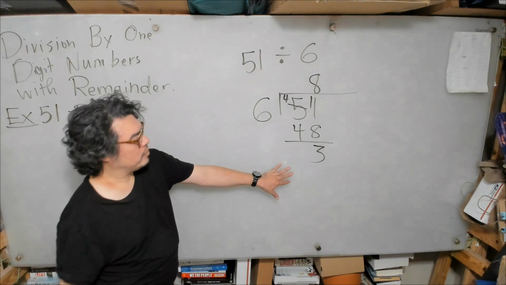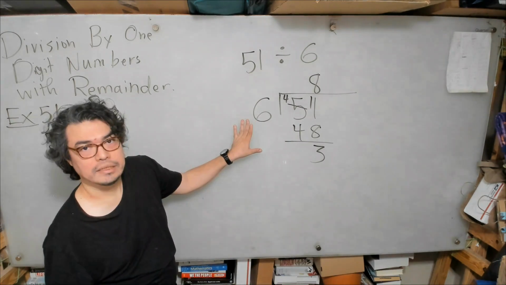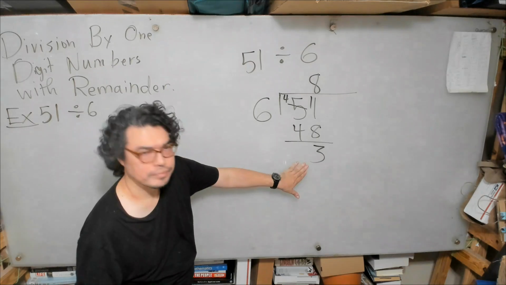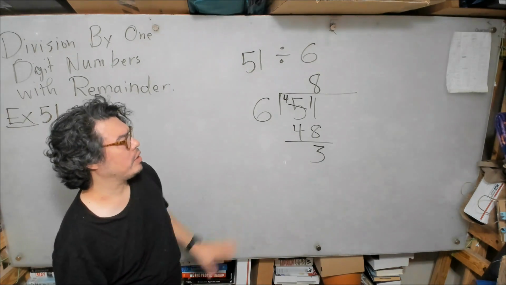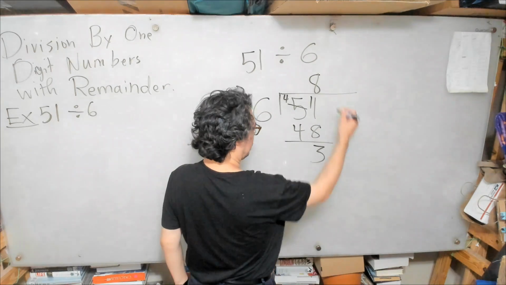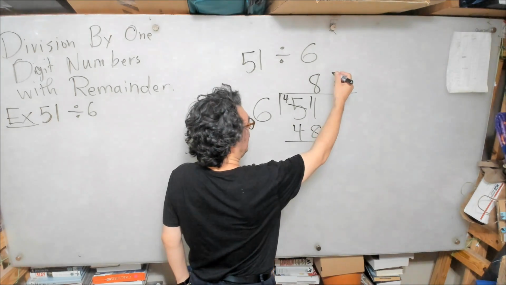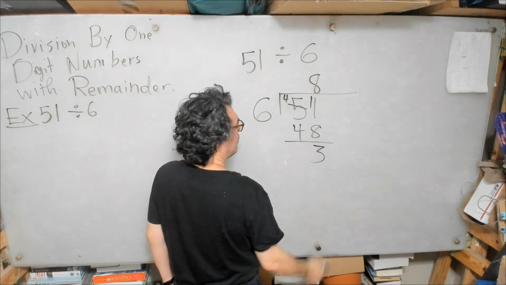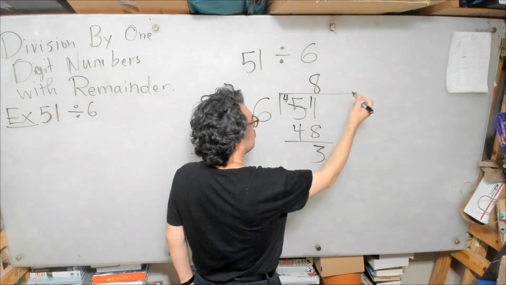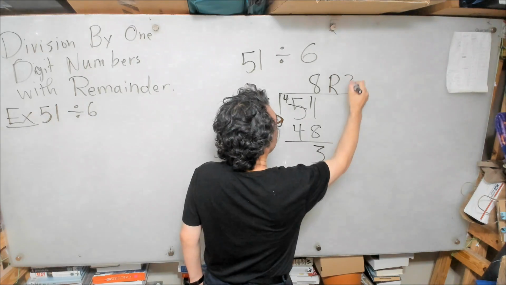And now I ask, does 6 go into 3? It doesn't. And so at this point, I know that that's going to be the remainder. So in other words, this will be your remainder. So we can write it as 8 remainder 3.